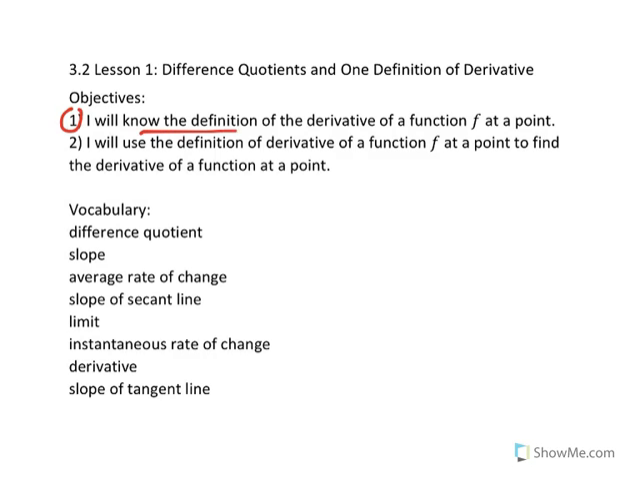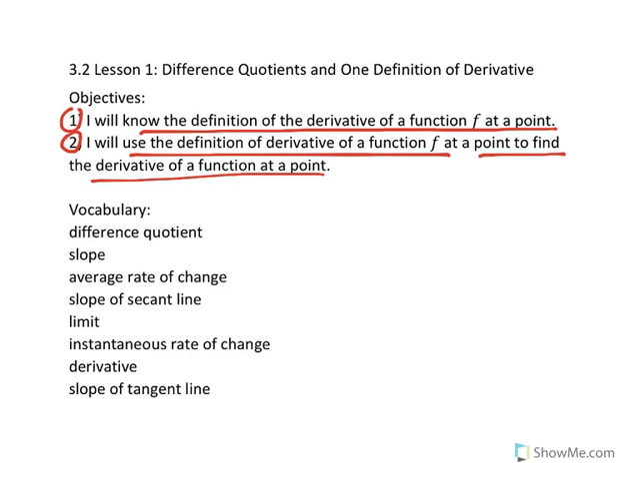So today we looked at these two objectives. We now know the definition of the derivative of a function f at a point, and we were able to use the definition to find the derivative of a function at a point. In this definition, we take the limit of a difference quotient, and that limit gives us the derivative, which gives us the slope of the tangent line to the graph of f at x equal to c, and that derivative also gives us an instantaneous rate of change of f with respect to x at x equal to c.